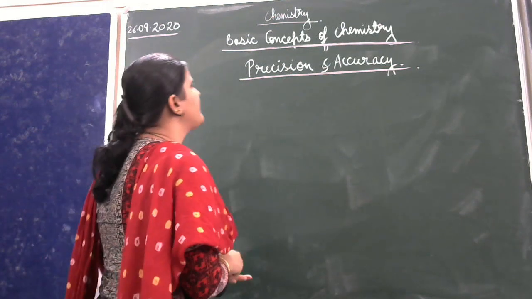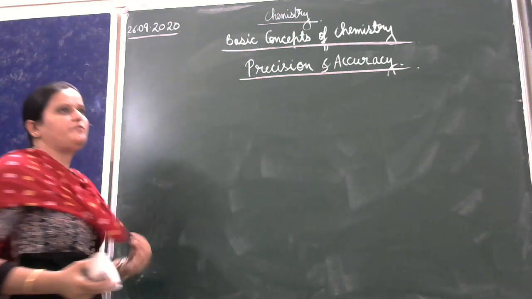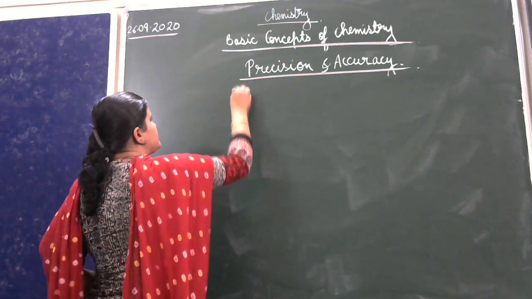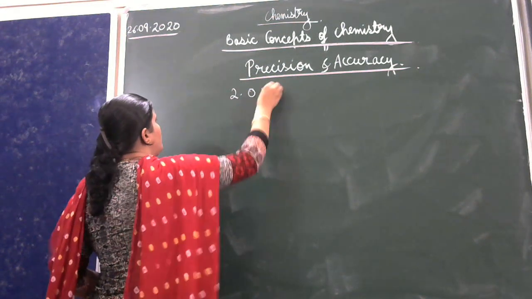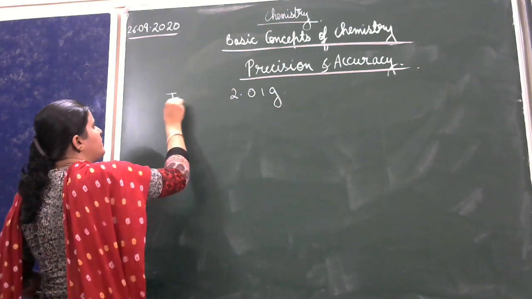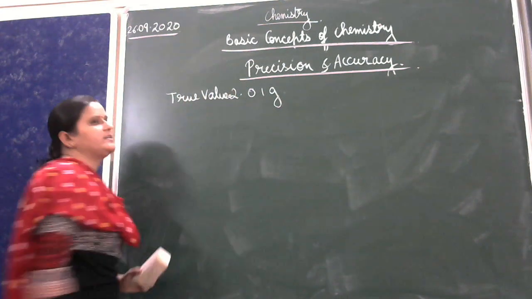Now, here suppose in the lab I need to measure the weight of a substance. The exact weight is suppose 2.01 gram. This is the exact value, that is the true value. This is called the true value, that is, the actual weight.